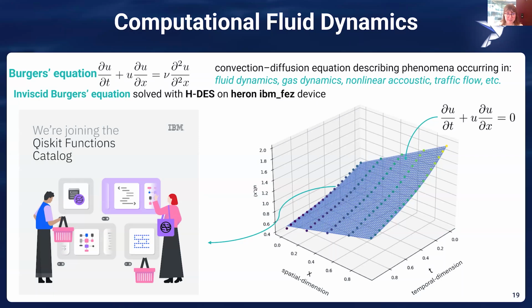So we also recently joined the Qiskit functions catalog. So for anyone who's not familiar with this, it's quite interesting. It's basically a catalog of algorithms that IBM makes available to its paid users to test on their quantum computers. So this version of HDES is available. The version of HDES that's available in the Qiskit function is limited. It can only be run for two specific use cases, and one of those use cases is this one, to run the Inviscid-Burgers equation.